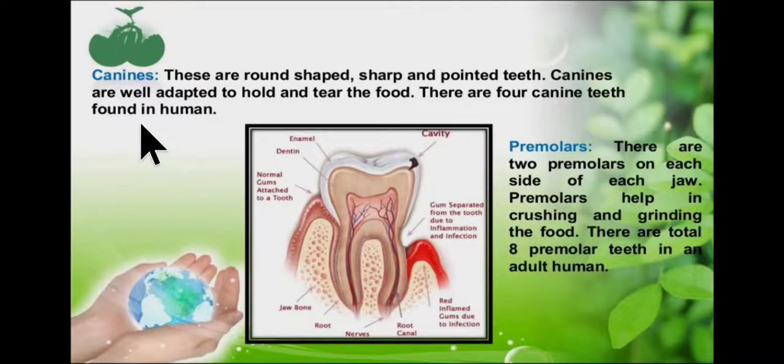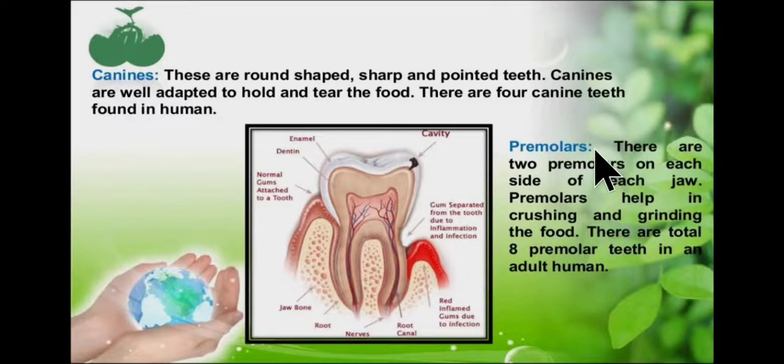Next come canines. These are round shaped, sharp and pointed teeth. They are well adapted to hold and tear the food. There are 4 canine teeth found in humans.